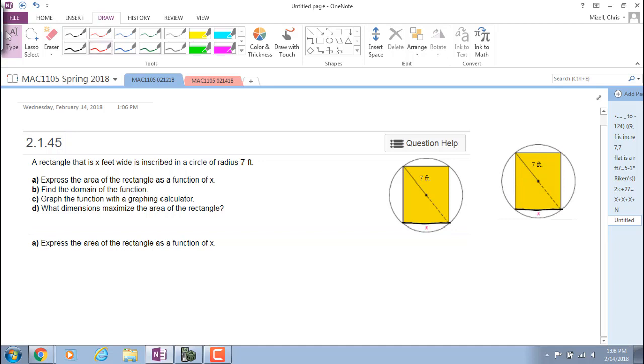Maybe we want our rectangle to have a vertex there, and a vertex there, and a vertex there, and a vertex there, and look like that, and that. It's still inscribed in the circle, so it fits the conditions, and it's the same circle, so it has the same radius length, 7 feet. So you draw a straight line from any of those 4 vertices on the circle to the center of the circle, and that's going to be a measure of 7 feet.